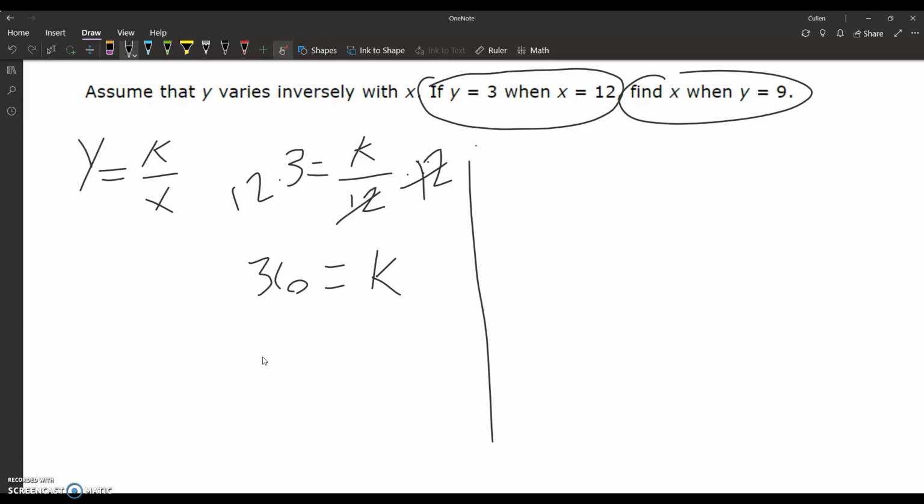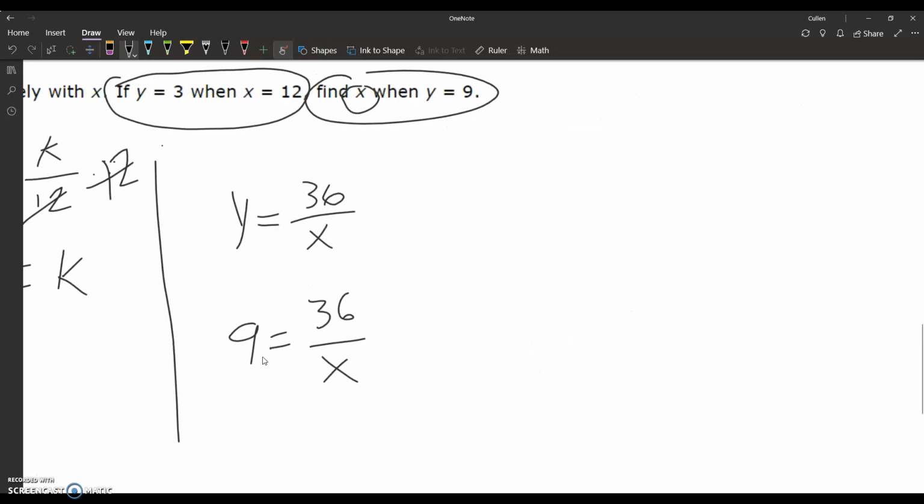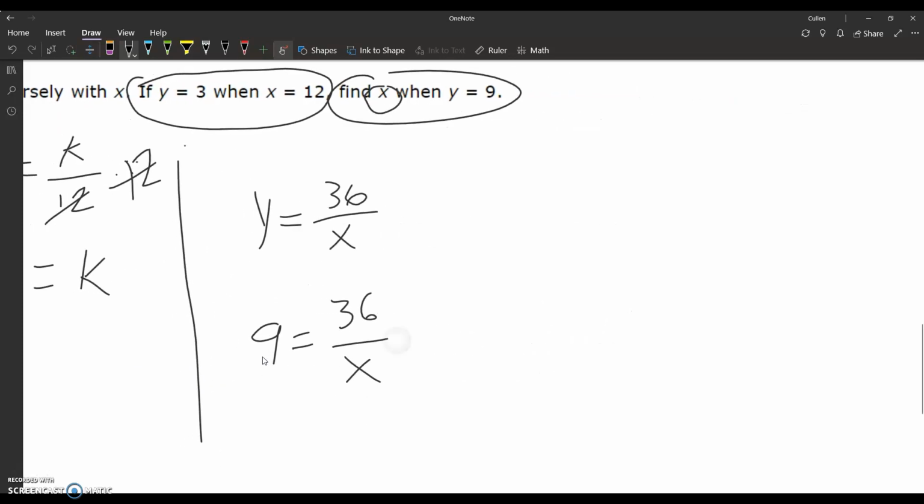And then I'm going to draw my line to separate these parts of my problem, and it wants me to find x when y is 9. So now I have y equals 36 over x. And this time is a little bit different than the last problem. It wants me to find x. So that means I'm going to plug in 9 for y. And then I'm going to solve for x. Okay, and then to do this, we've always been multiplying by the denominator, so it's going to be a little bit different. So what we're going to do is multiply both sides by the denominator, which is x. If you multiply both sides by x, these x's cancel out, which is what you wanted. And on the left side, you have 9x equals 36.